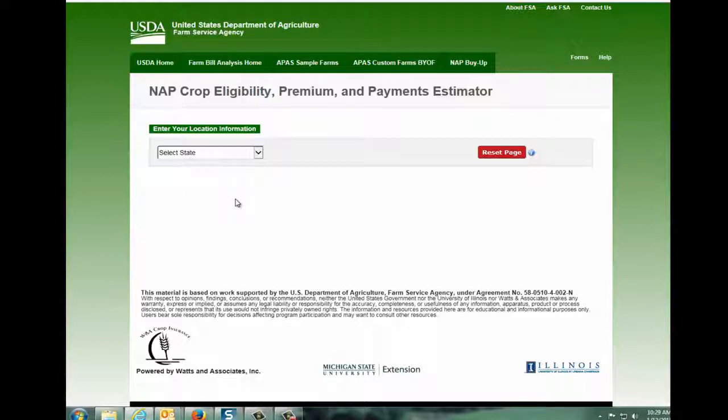So if you don't have the information to do your proven yields, then you need to collect that information, and then you need to work with them on what your actual expected yield will be that you can use for your NAP program. If this seems to be a tool that you can use, your next step is to gather all the pertinent information and then head down to the Farm Service Agency.